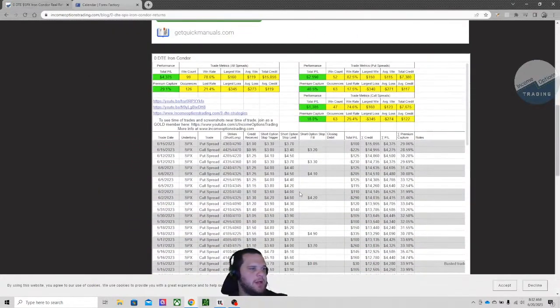So here I have my trade log. I update this each day that I trade. It's not too timely, so you can't really use this if you're actually trading that day, because by the time I put this in, it's already maybe an hour later or even 20 minutes later. But here's my trade log. If you're interested, you can go through this.